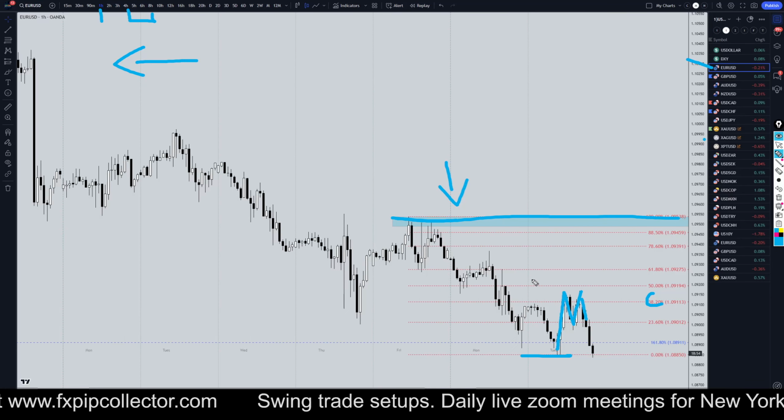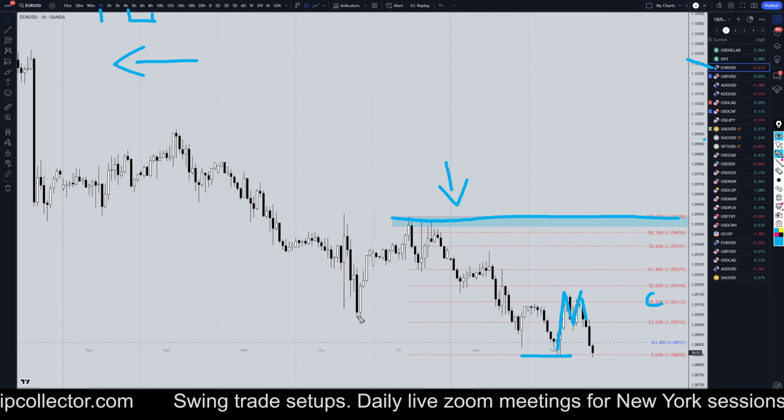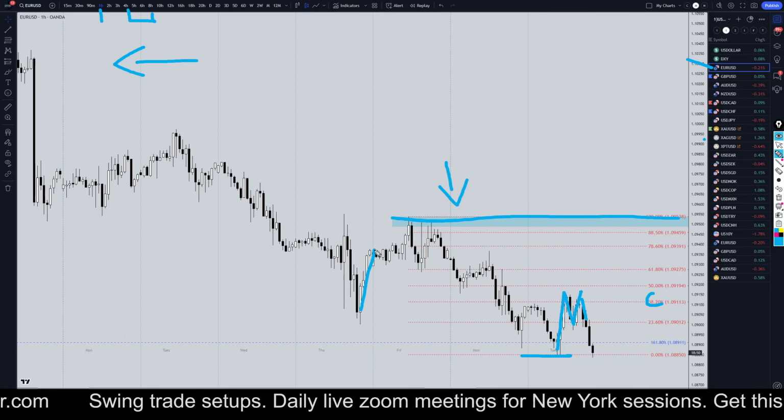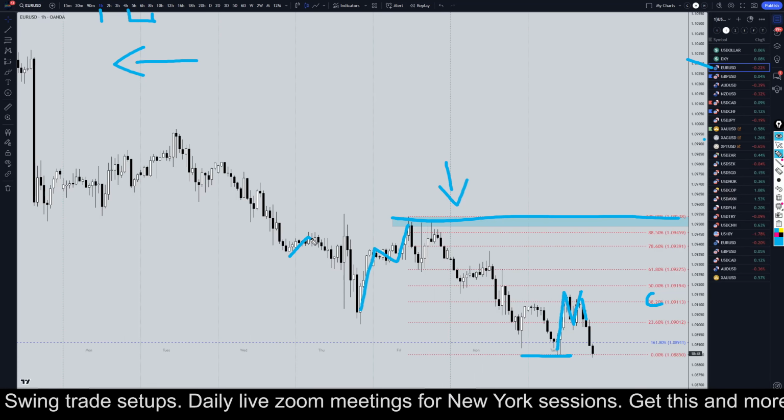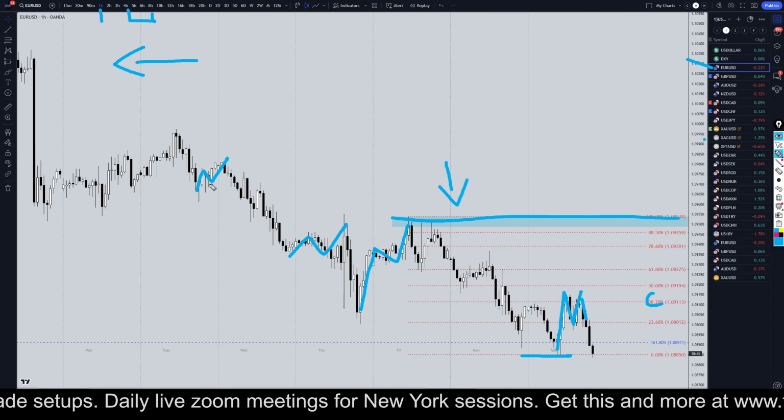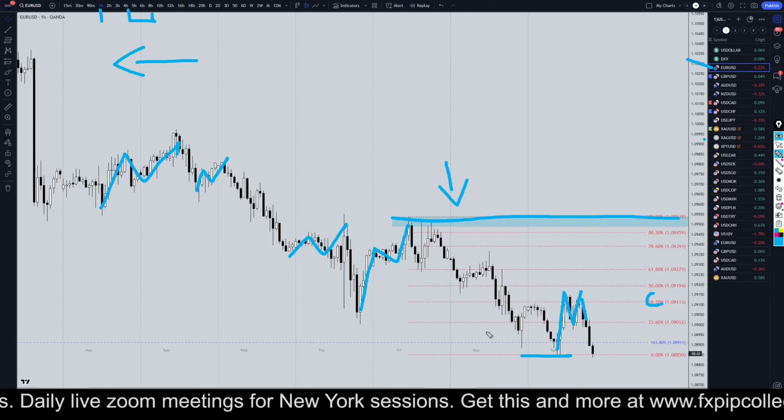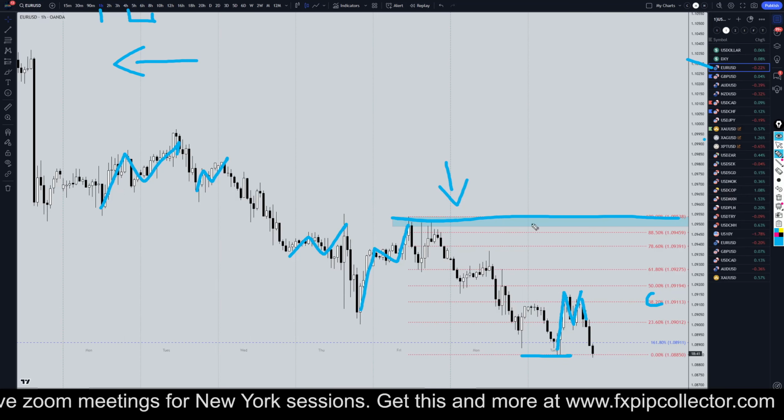I think that most people really overcomplicate trading. Really, all you have to do is find a trend, look for one, two, three wave pullbacks, one, two, three wave pullbacks, one, two, three wave pullbacks to go short until the trend is over.